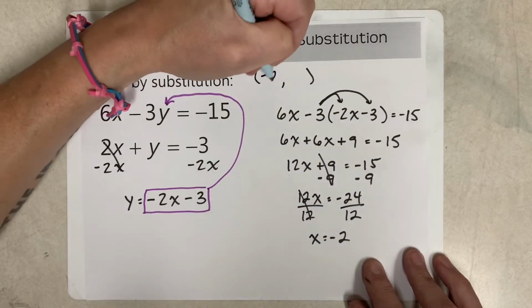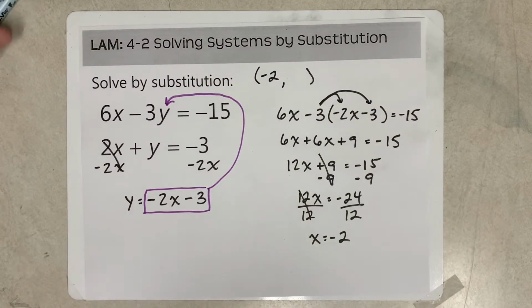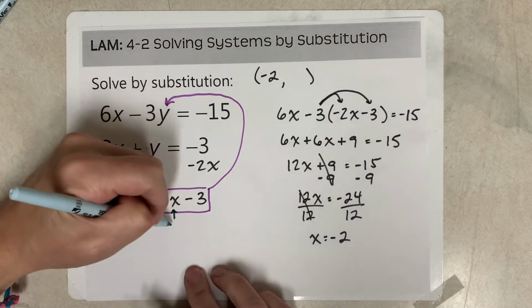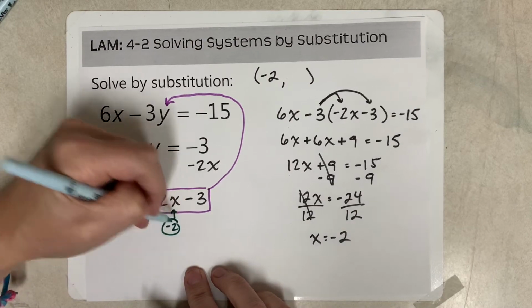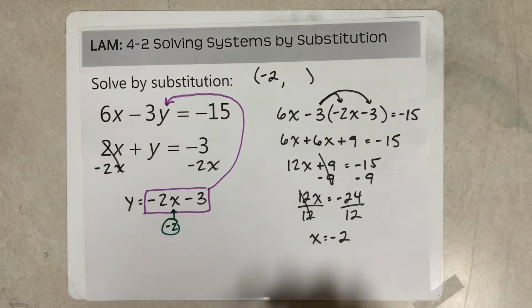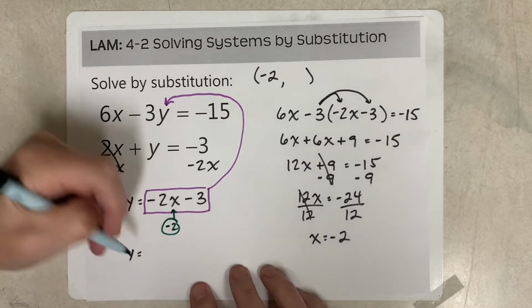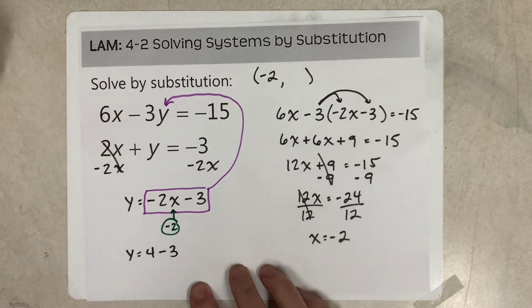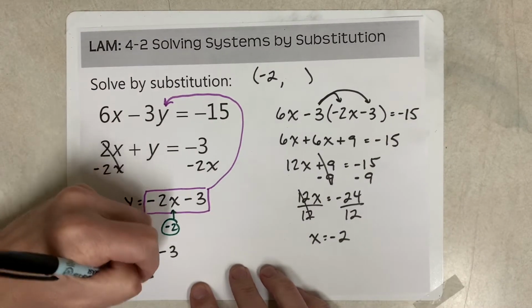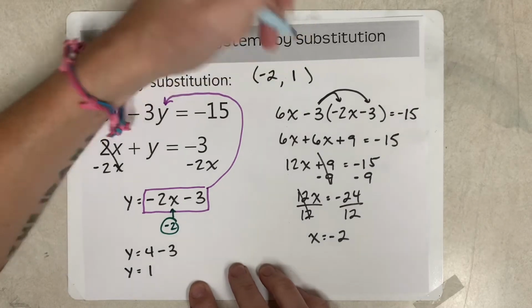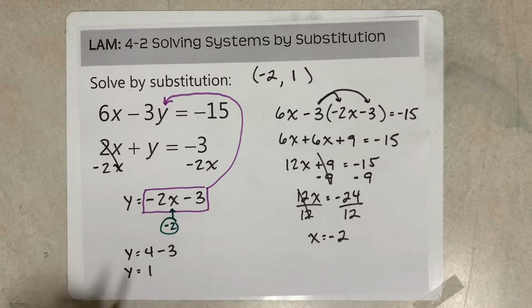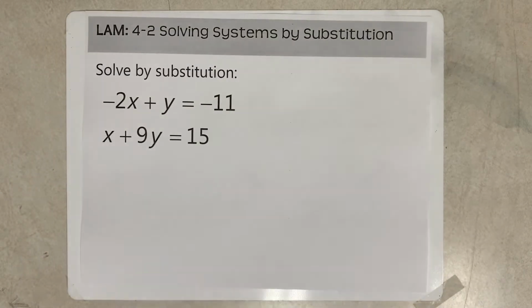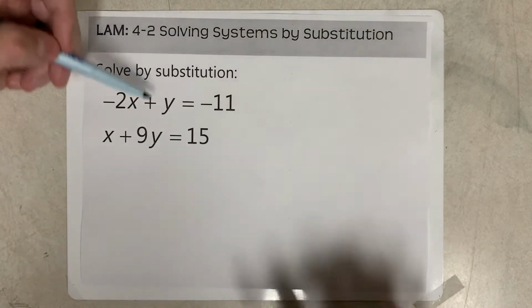So now we know that the x coordinate is -2. So we're going to plug that back in for that x right here, and we're going to find the y value. So then y is equal to -2 times -2 is positive 4 minus 3, which means y is equal to 1. And so there's our y coordinate. X is -2, y is 1. All right, next example.